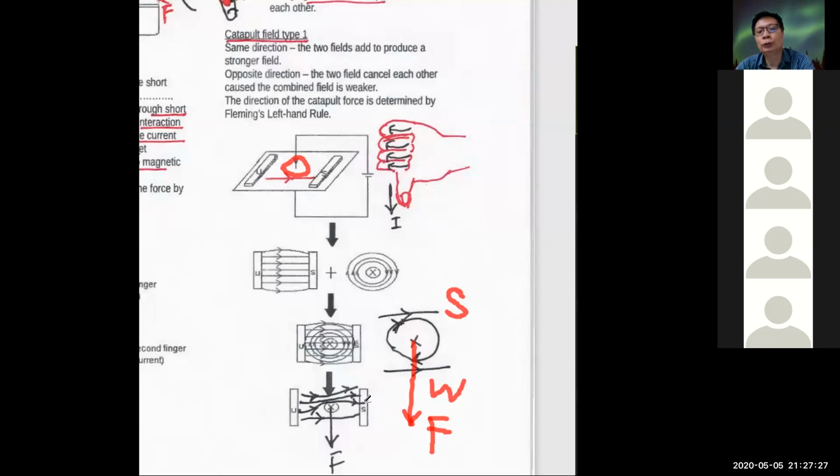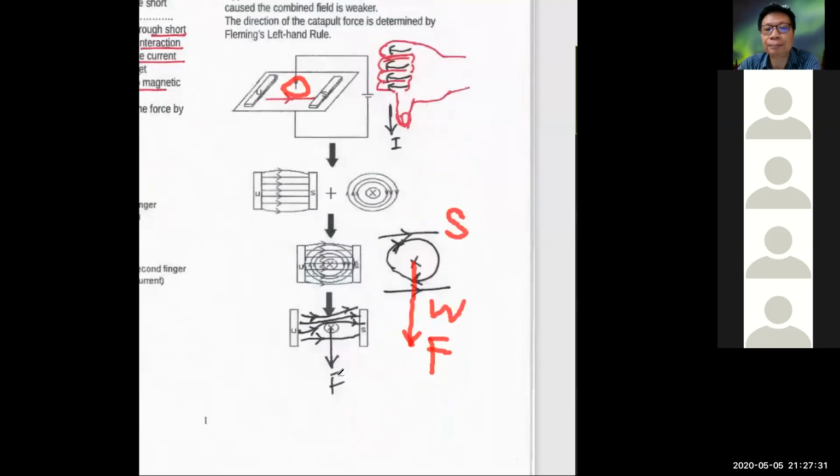Okay, now to draw this diagram, you must see carefully. You cannot draw this diagram as your answer. The catapult field is not this one. This one is a mess, like that you cannot see anything. So what you need to draw is only like this.